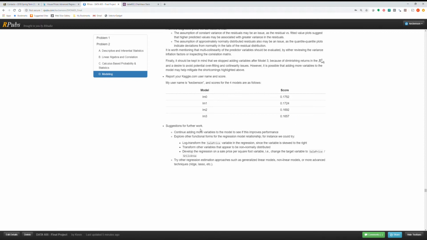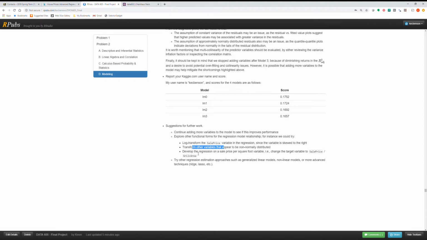Finally, suggestions for further work. One was to add more variables to see if this improves performance. Another was to explore other functional forms for the regression model. For instance, potentially log transforming the sale price variable since it's skewed to the right, potentially transforming other feature variables to get a more intuitive or more direct relationship with the sale price variable.